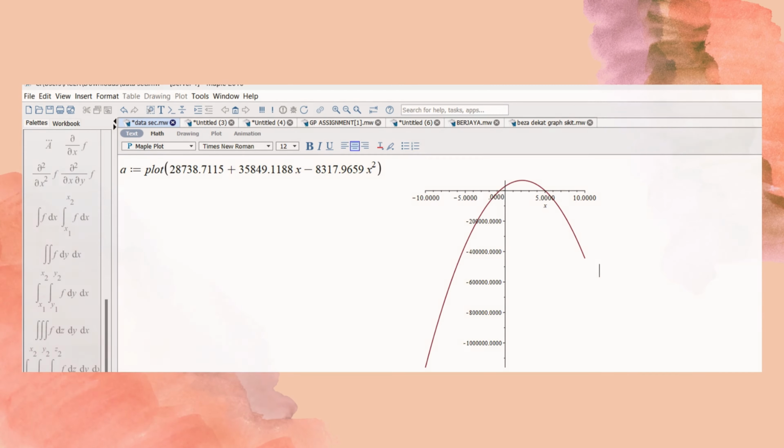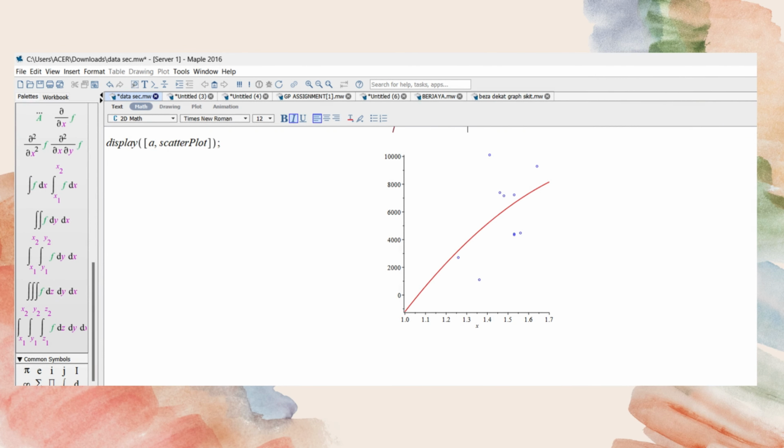So after we have done all of that, we can find the plot or the graph of our equation. And we can also combine it with the scatter plot that we have found in the first place. So that is our graph for this study case.